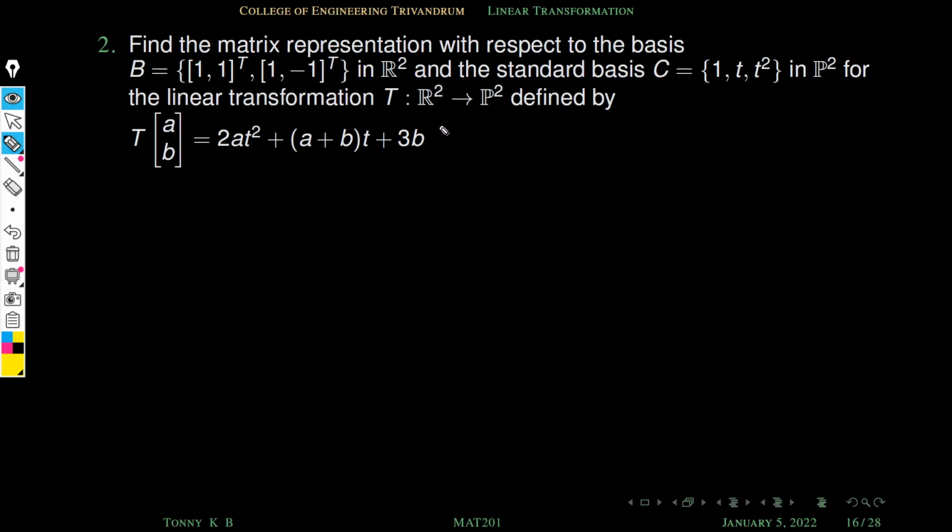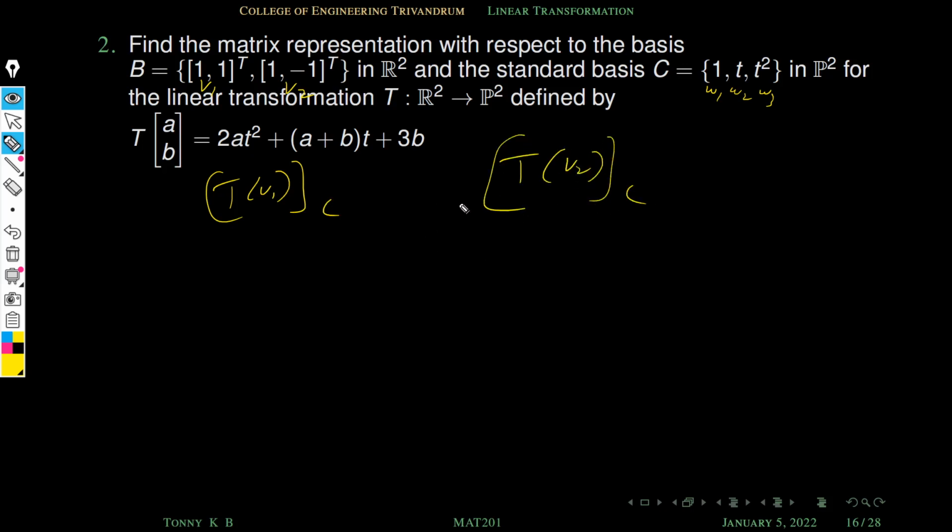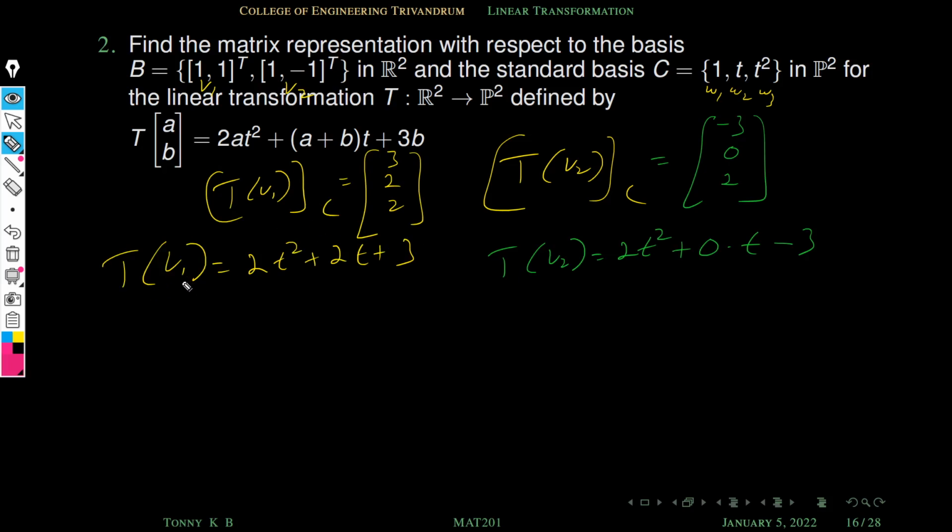Then what is the matrix of this transformation with respect to these two bases? Here these are v1 and v2, and w1, w2, w3. First you have to find T(v1), then find the coordinate. Similarly, find T(v2), then the coordinate. Then you can write the matrix of the transformation. What is the coordinate of T(v1) with respect to C? Here T(v1) is equal to 2t² + 2t + 3. This is 3 times 1 plus 2 times t plus 2 times t². So the coordinate is 3, 2, 2.